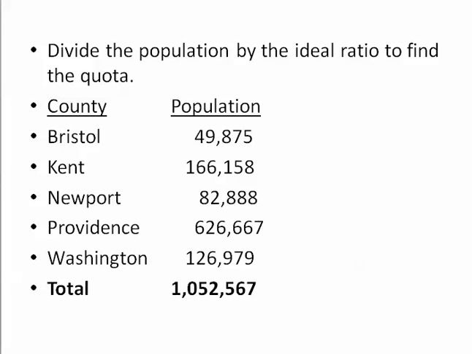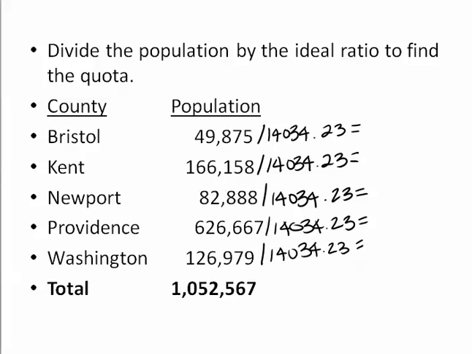Now we need to fairly divide these between the counties. In order to do this, we're going to divide the population of each county by the ideal ratio, and then we're going to figure out the quota for each county. Each population is divided by the same number. So for example, for Bristol County, 49,875 will be divided by my ideal ratio of 14,034.23. Based on this, Bristol County should get 3.55 representatives.